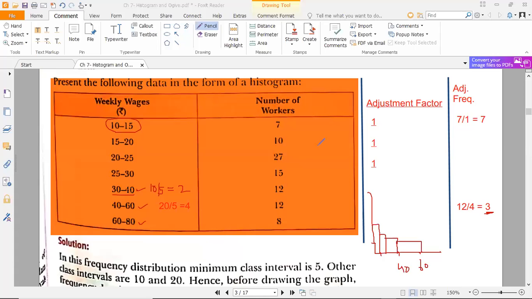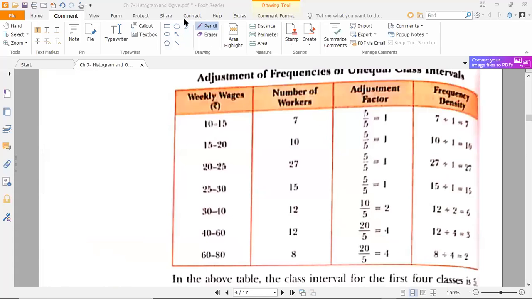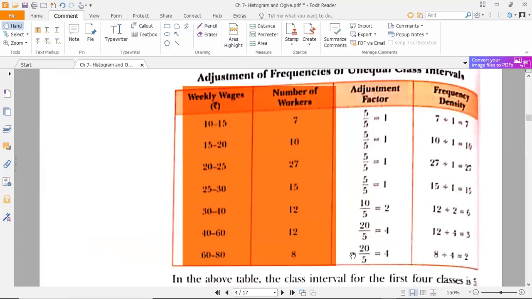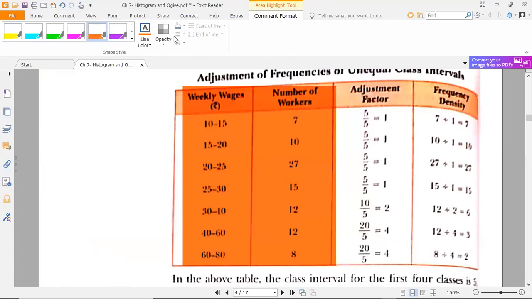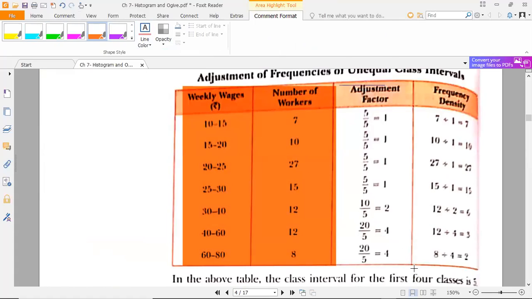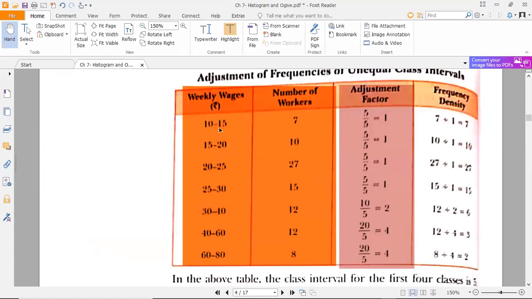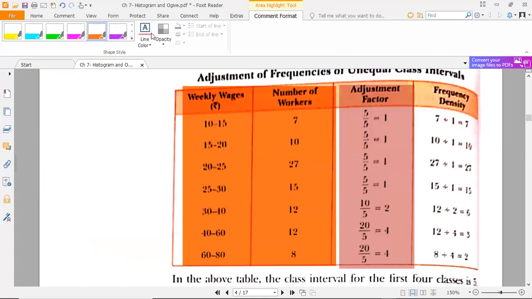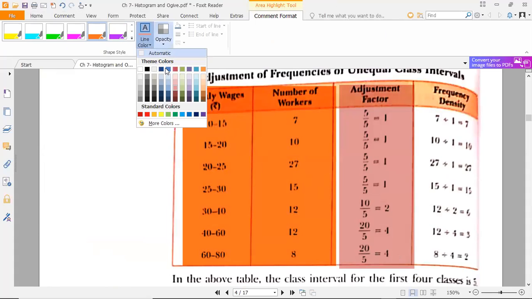Now see the solution, guys. In the question we were given these two columns, weekly wages and the number of workers. What we need to find out is the adjustment factor. This is how it is done. I told you, because the smallest class interval is 5, the smallest class size is 5, that's why we have done this.